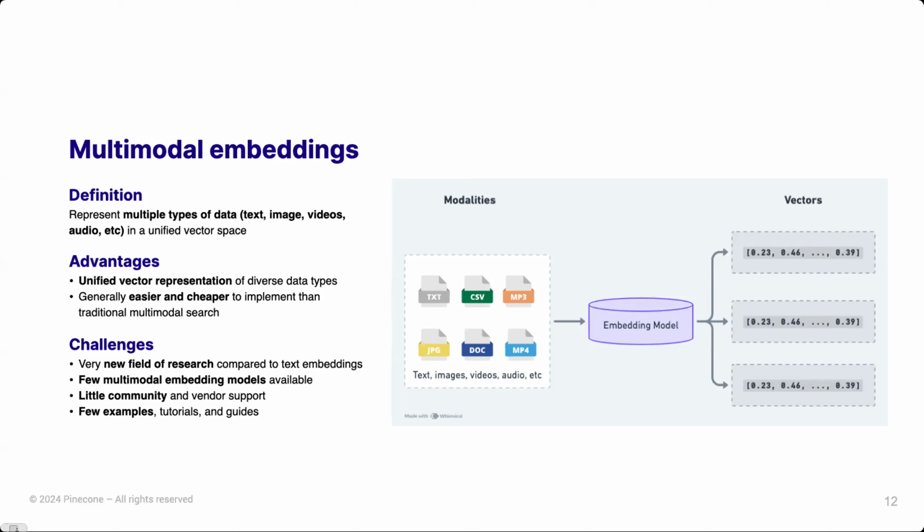However, it's not all rainbows and sunshine. There are challenges when it comes to multimodal embedding models. The biggest one is that it's a very new field of research compared to text embeddings, and there are not a lot of multimodal embedding models available right now. There are only two that I know of that you can actually implement: Google's, which is what we use, and Meta's, which is ImageBind. And there's very little community and vendor support.